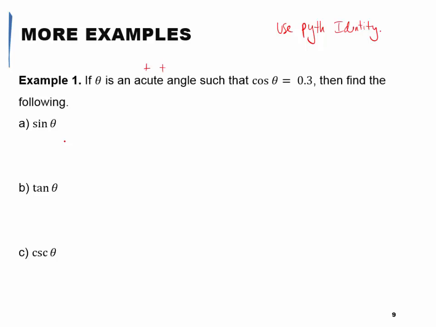Plug it in. So you would do sine squared plus cosine squared equals 1. That's where you start. Start with the Pythagorean identity, that is sine squared plus cosine squared equals 1. Watch out. 0.3 squared is not 0.9. It's 0.09. Watch out.